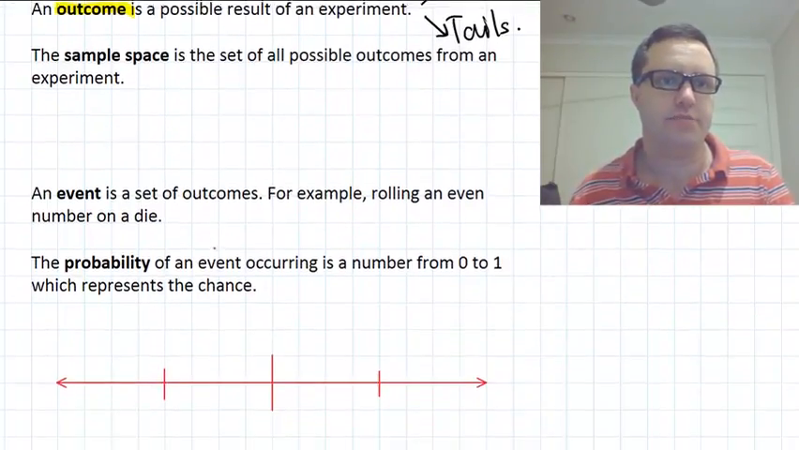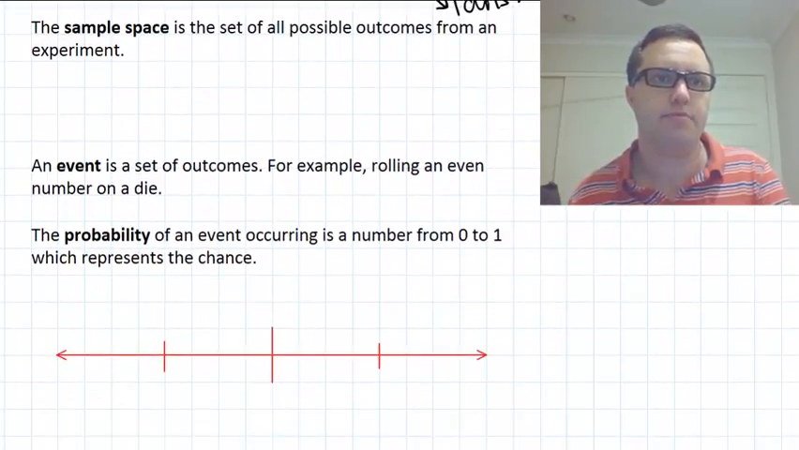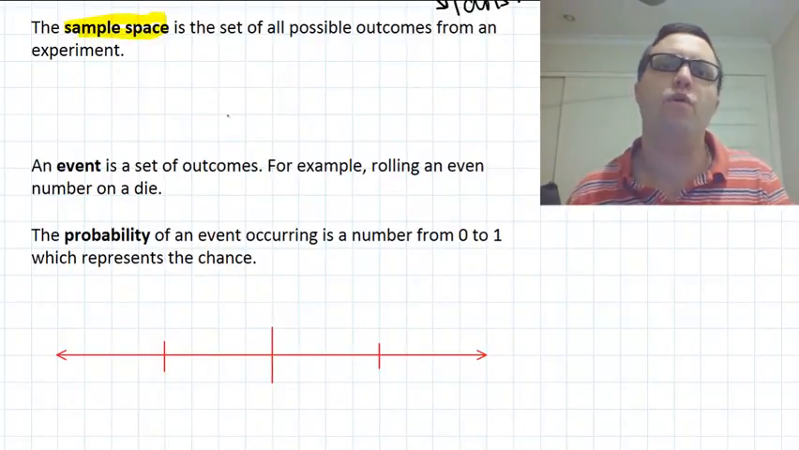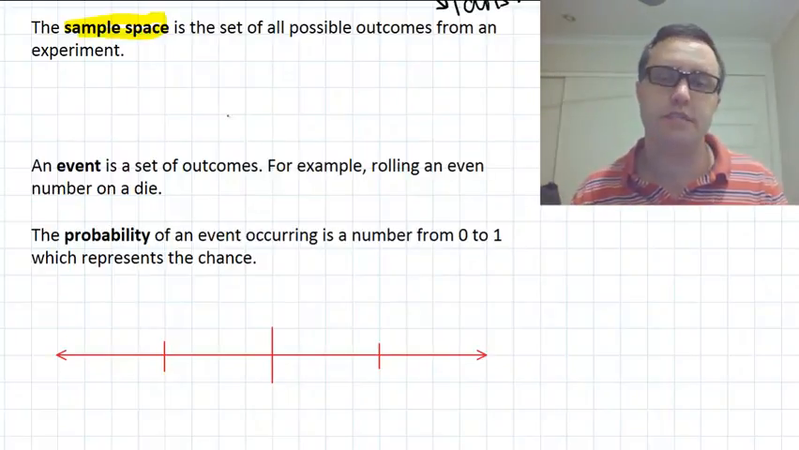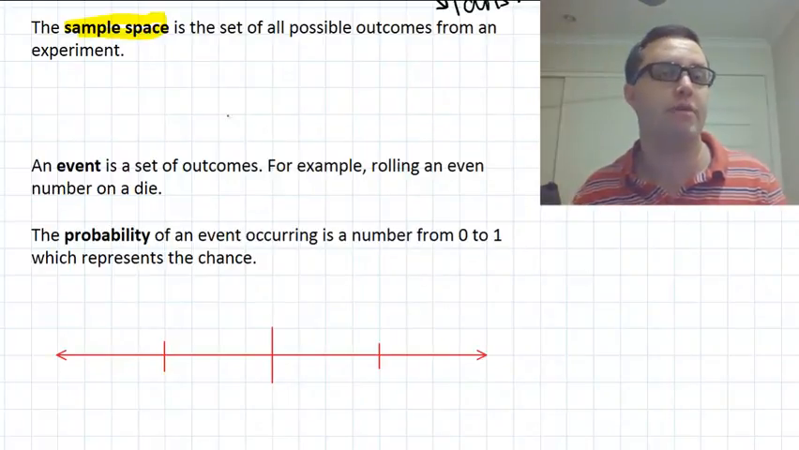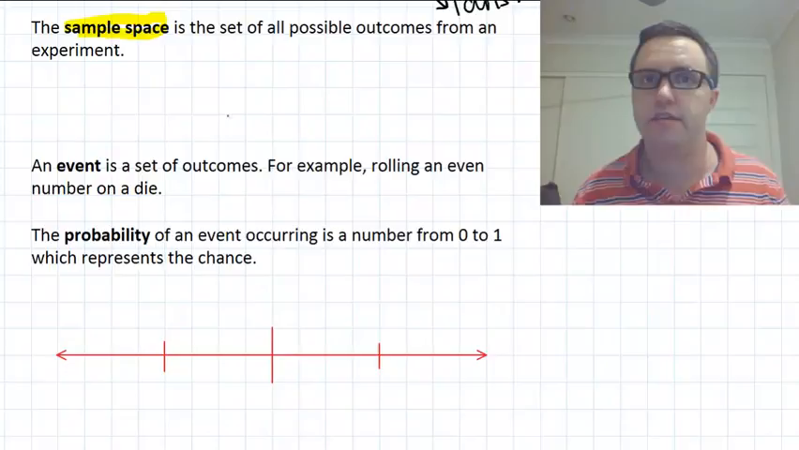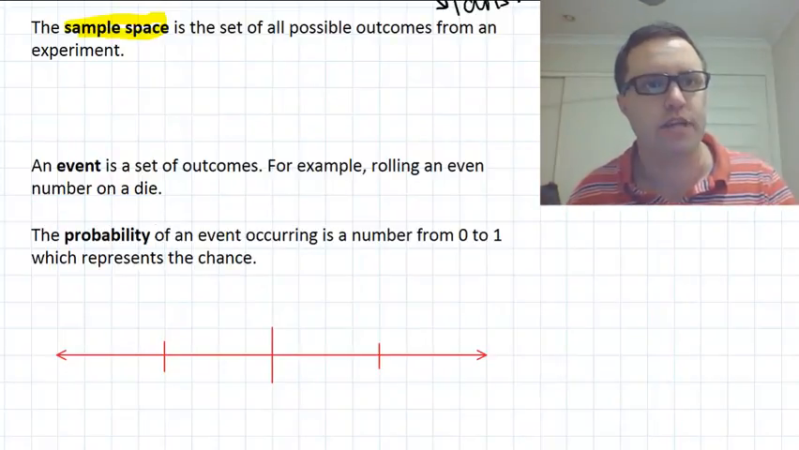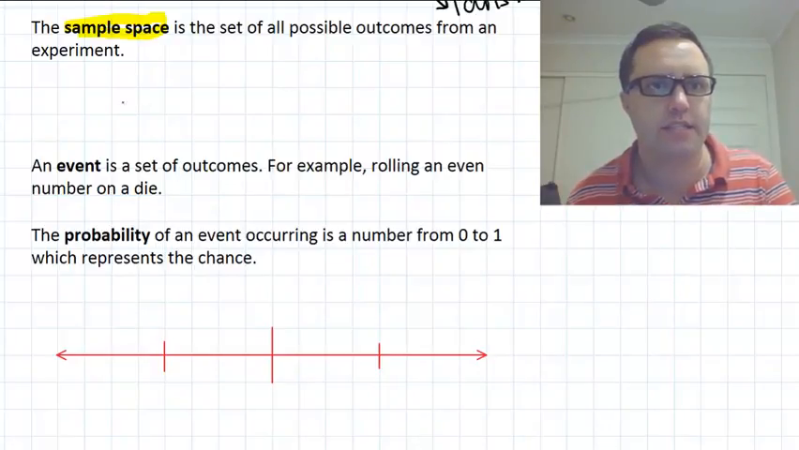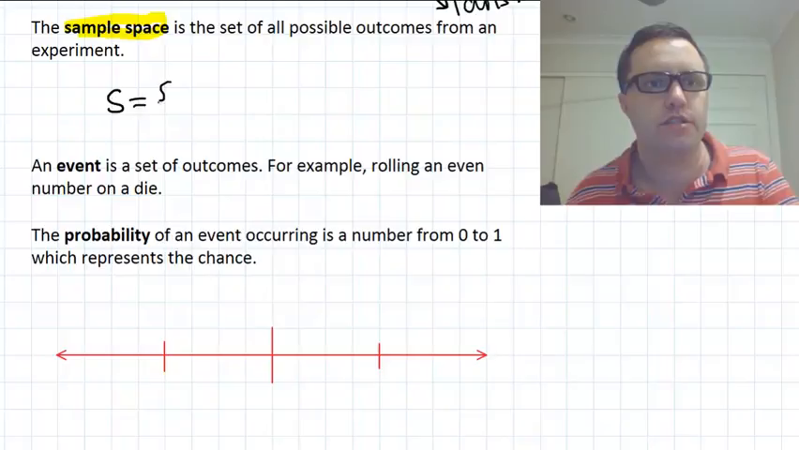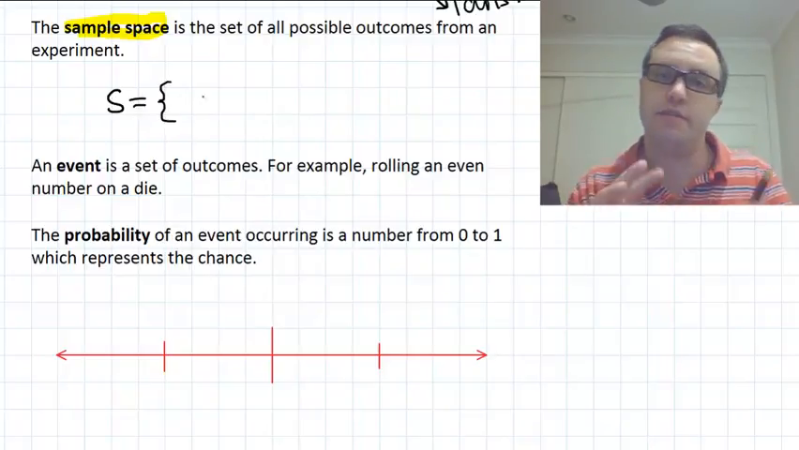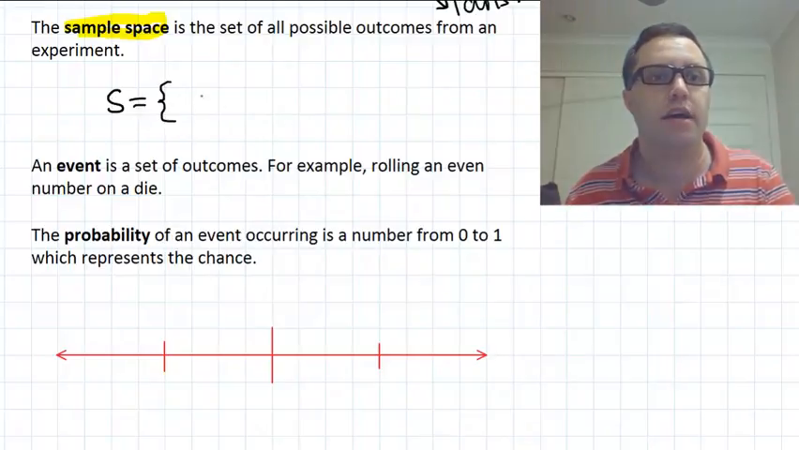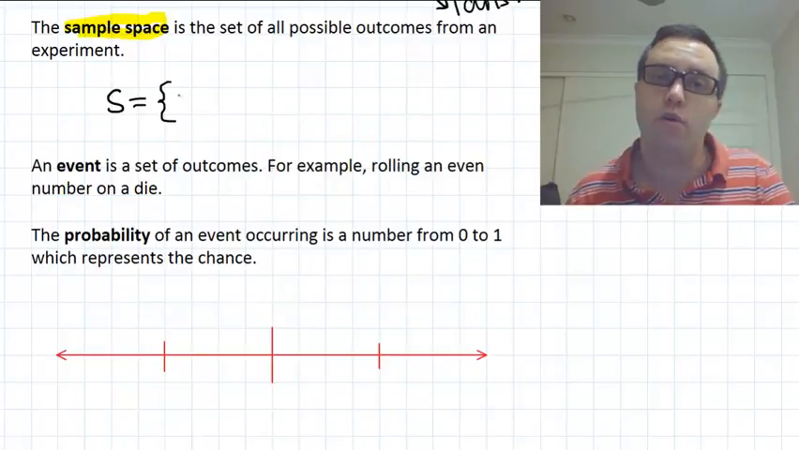Now, the next one we've got to talk about is the sample space. The sample space is the set of all possible outcomes from a particular experiment. Let's say your experiment is rolling a six-sided die, and you want to write down the sample space for that. The way we do that is we write S for sample space, equals, and now we get to use these really cool curly brackets, because that's how we denote sets in mathematics. And you write in here all the outcomes we could get.